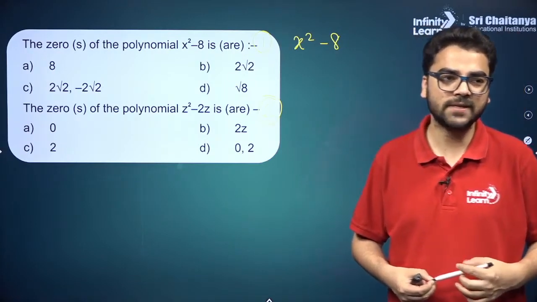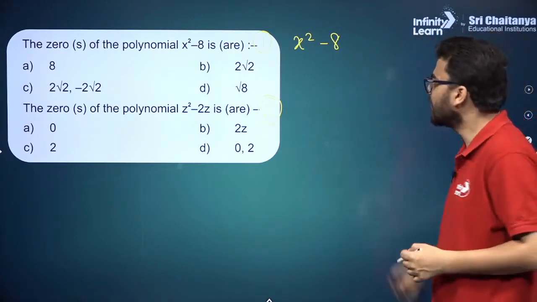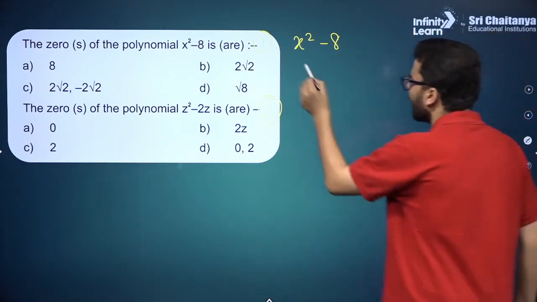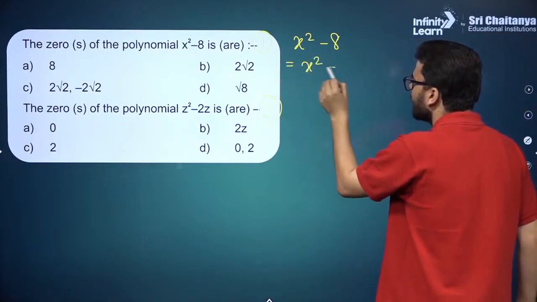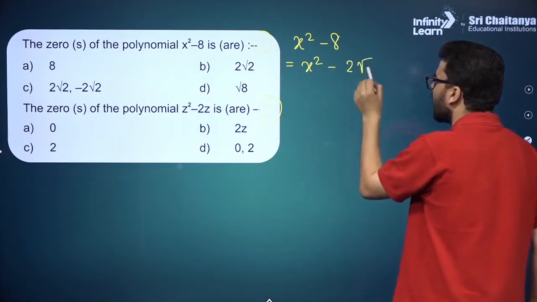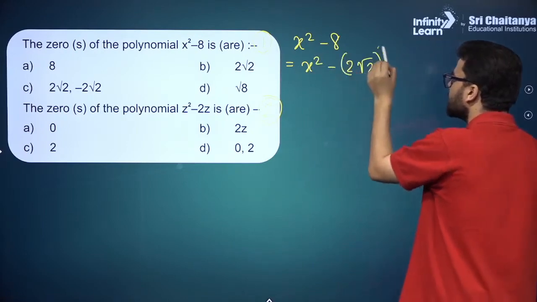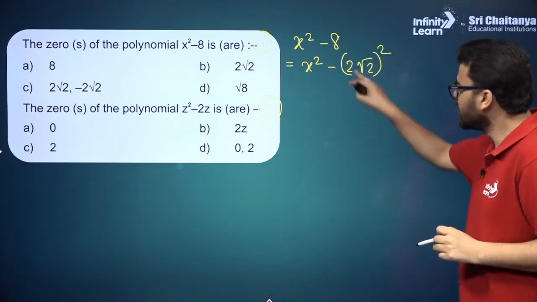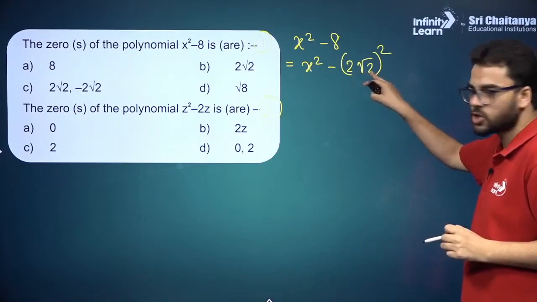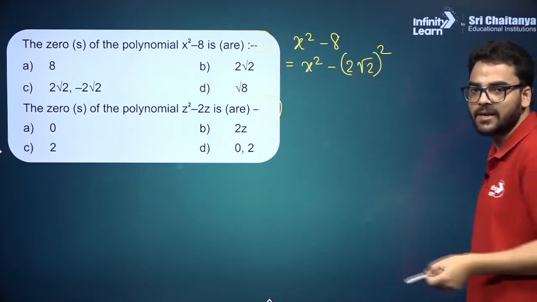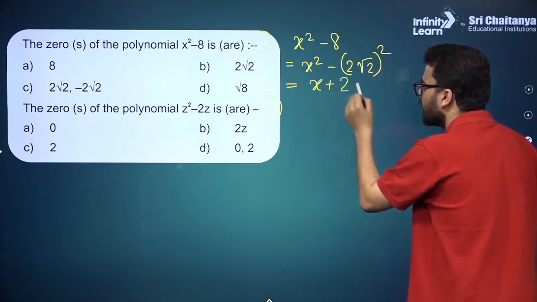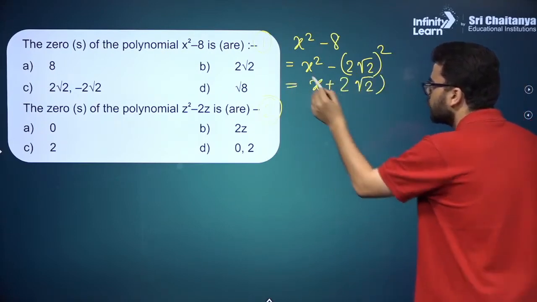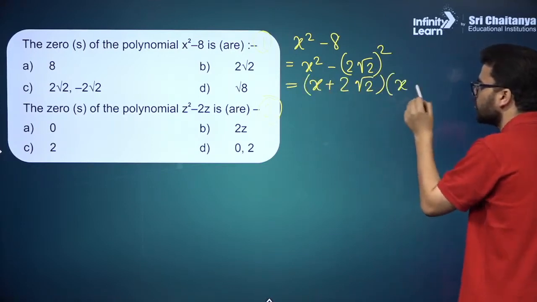What is the zero of this polynomial, guys? For that we have to factorize this polynomial again. Can I not write it like this? 8 can be written as 2 root 2 the whole square. You have studied in the first chapter, number systems: 2 square is 4, root 2 square is 2, so 4 twos are 8. So it can be factorized using the a plus b, a minus b formula. So it will be x plus 2 root 2 into x minus 2 root 2.